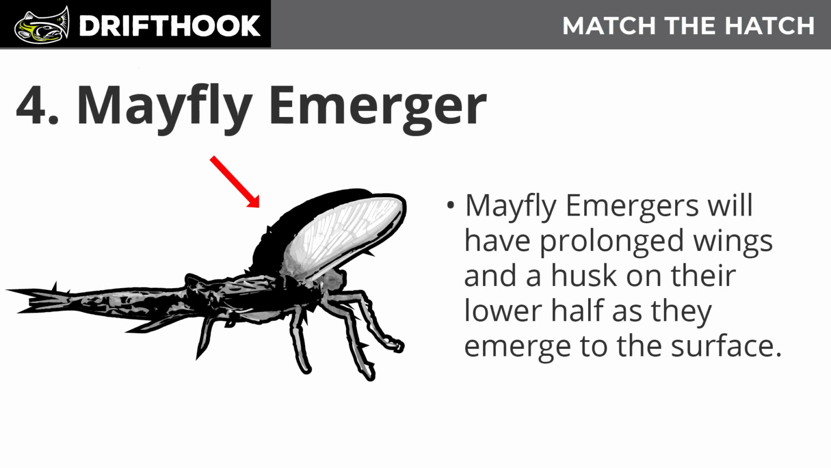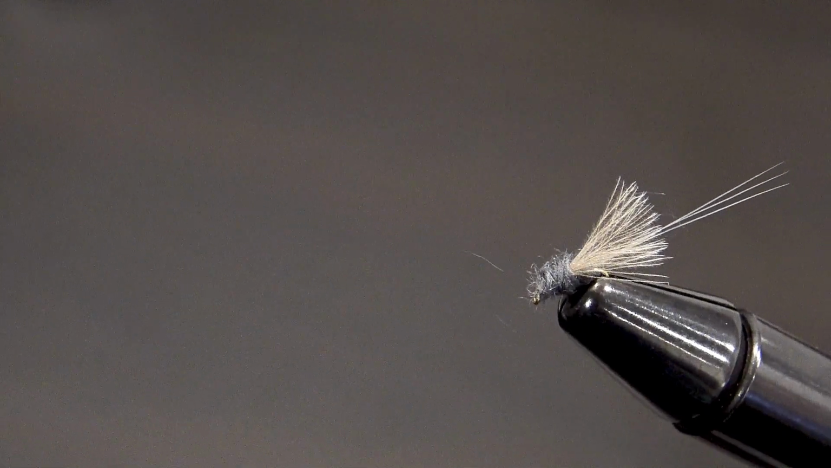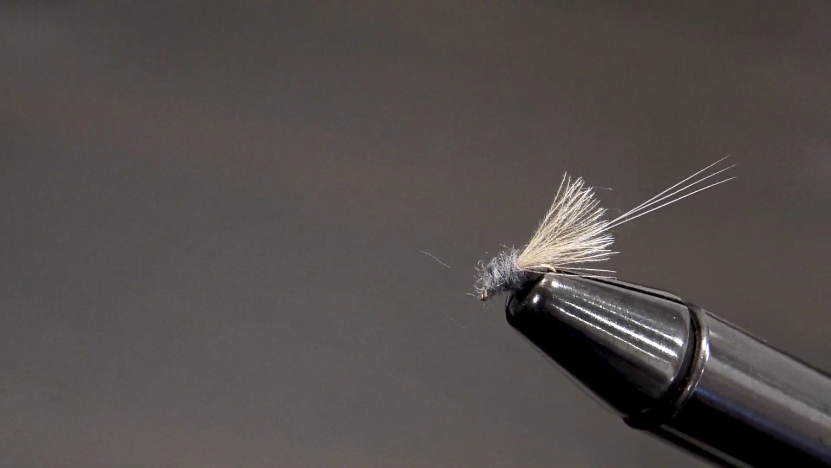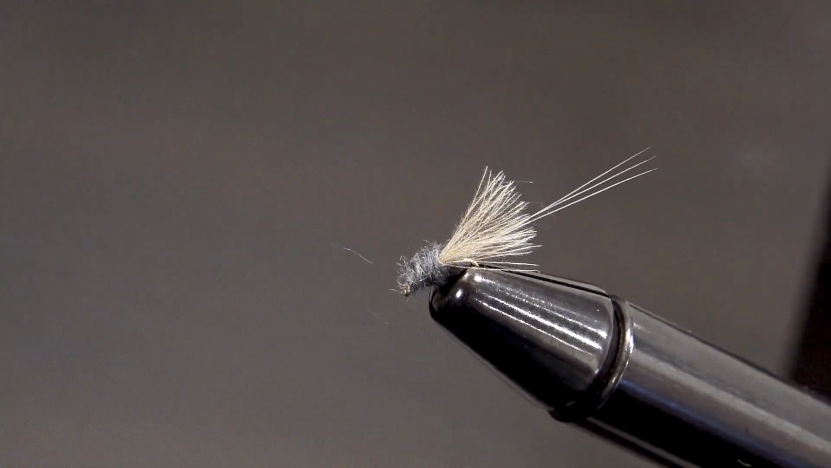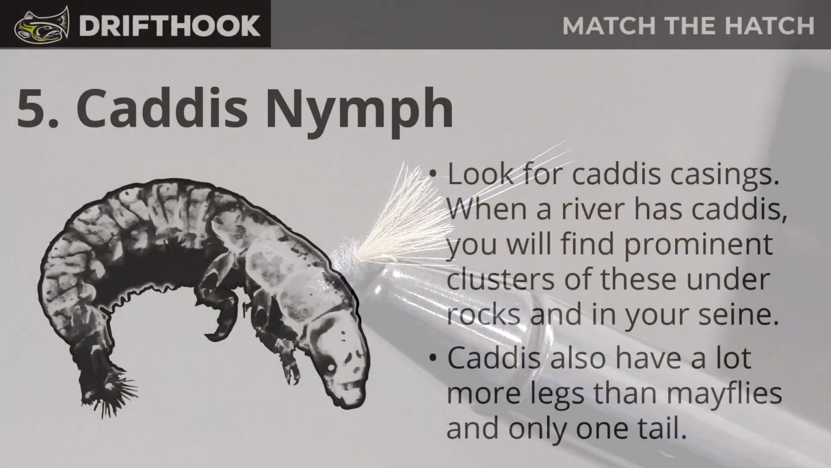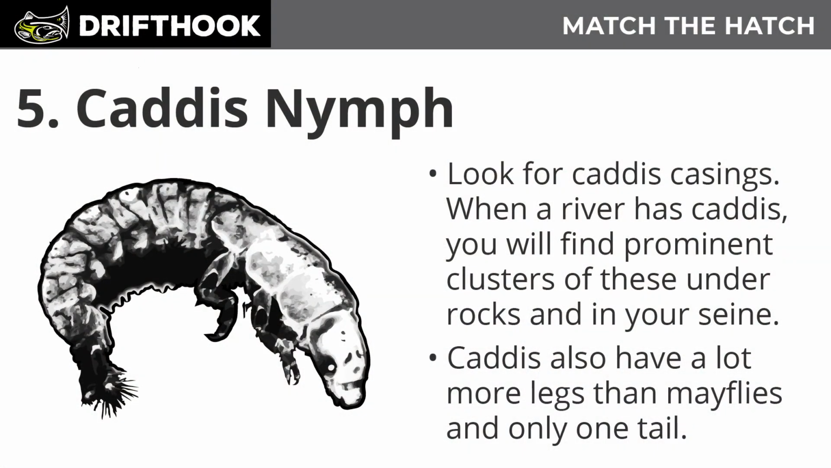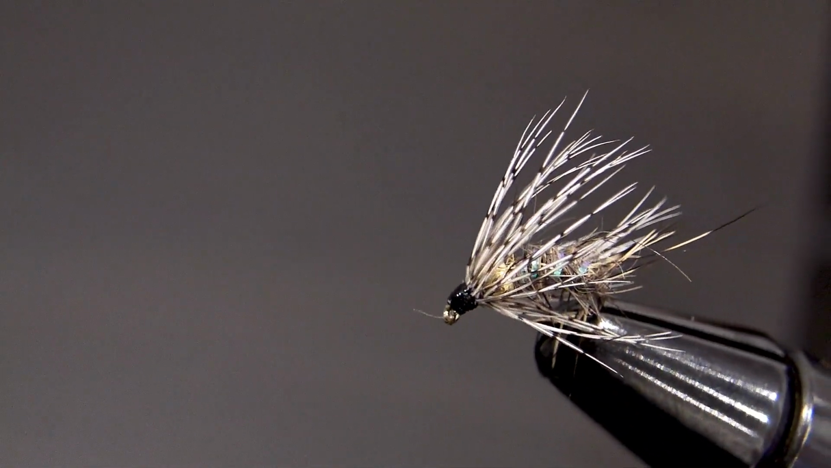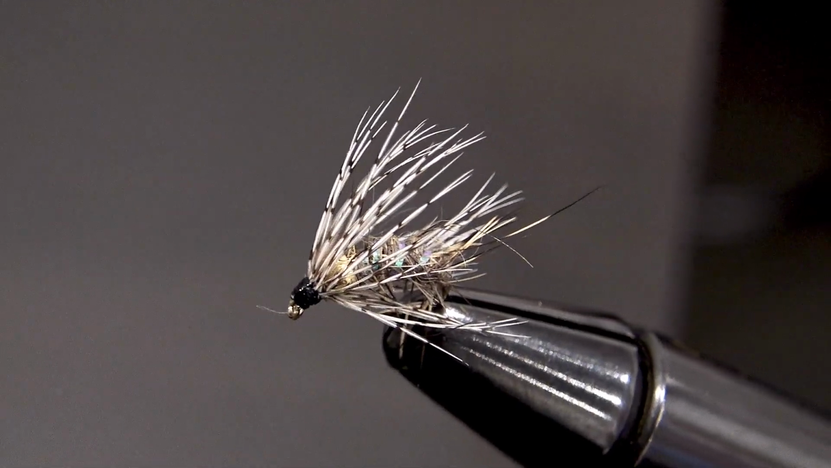The next is going to be the Mayfly Emerger. Now, the Mayfly Emerger is going to have prolonged wings and a husk on their lower half. This is also part of the emerging stage as they're coming to the surface, so look for those 2 things as you're digging through your seine. Next, we have the Caddis Nymph. Now, look for caddis casings. When you're on a river that is clean enough to have caddis, you're most likely going to find clusters of these under rocks and in your seine. A caddis casing looks like a very small Cheeto, and this is a casing that they build around themselves in their nymph stage as they're preparing to become an emerger.